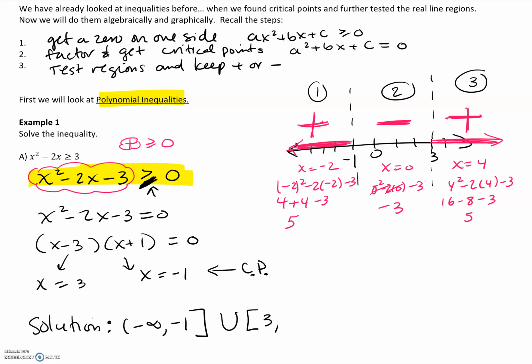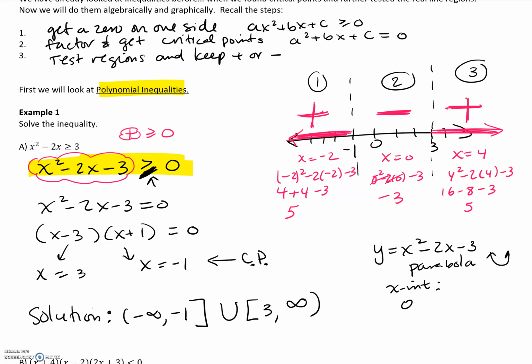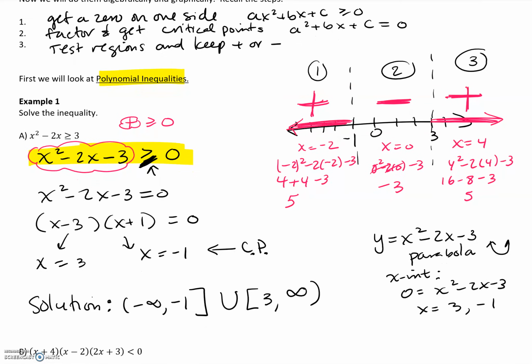Now I want you also to think about this graphically now that we've looked at polynomials in detail. Graphically, if I think about this, it's just y equals x squared minus 2x minus 3, which is a parabola that opens upward. We know that from before. We also know that this parabola has x-intercepts that we already found, which happen to be those critical points, 3 and negative 1. So if you think of the graph, 3 and negative 1 are the x-intercepts, and the graph opens up because the leading coefficient is positive.